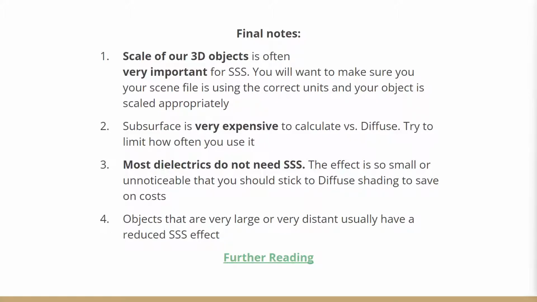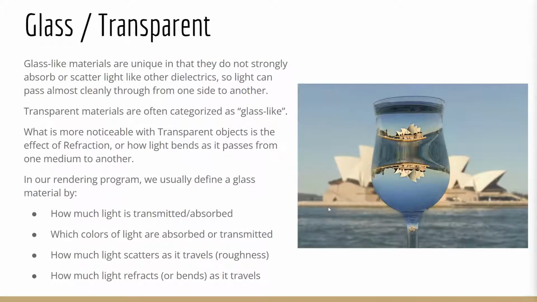Okay, moving on. Our last dielectric shading component effect that we're going to talk about is transparent materials or glass-like materials. So glass-like materials or transparent materials are unique in that they do not strongly absorb or scatter light like other dielectrics. So light can pass almost completely cleanly through from one side to the other. So we usually call transparent materials glass-like, and so you'll see a lot of shader parameters using terms like glass, right? And so that's going to be the categories of things like water or crystal or gemstones or glass.